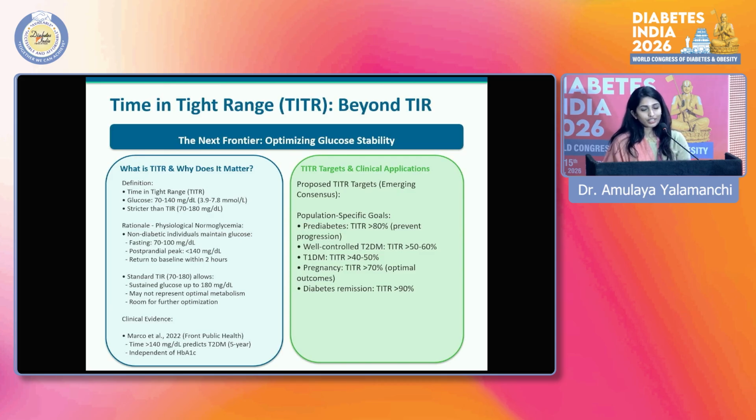So the next frontier coming up is time in tight range, which is not just TIR but a stricter criterion. It should be 70 to 140. This is not applicable for everyone, but for those who already have TIR above 70 and whose HbA1c is 6.5, if they want to achieve remission, this should be the next target. TITR is glucose from 70 to 140. For diabetes remission, it should be more than 90%.